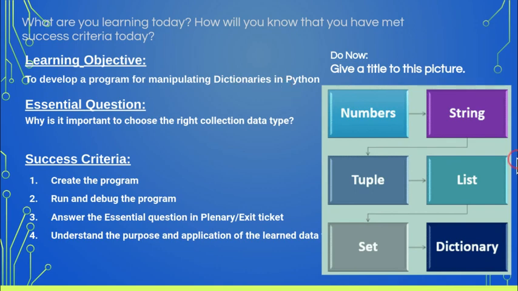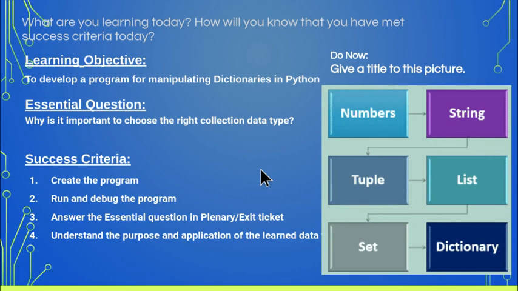Before we start, look at the picture and give a title to this picture or what comes to your mind when you look at this picture. You can use any two words. You can write down in comments before we discuss more about dictionaries. Take 2 minutes break and then give a title with two words only about this picture.